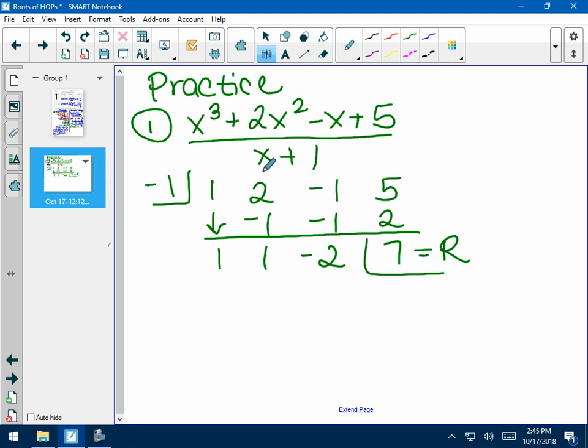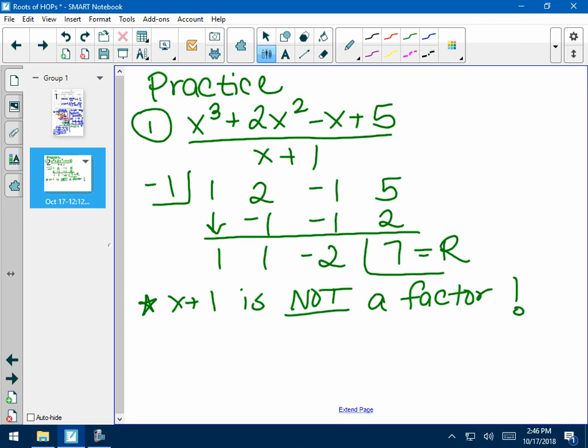Now, what we should notice in this particular example, and I mentioned this briefly a moment ago, is that when you get a remainder of 0, we like that, because that means that x plus 1 is a factor of the cubic polynomial. However, if you get a remainder of 7, the conclusion is that x plus 1 is not a factor of the cubic polynomial I was dividing it into. You have to be left with 0 as a remainder in order to conclude, yes, x plus 1 is a factor.